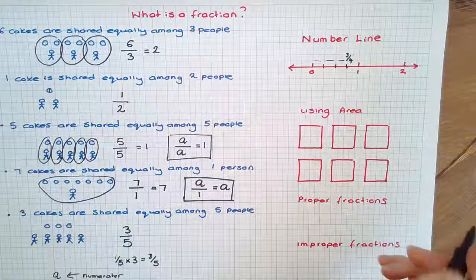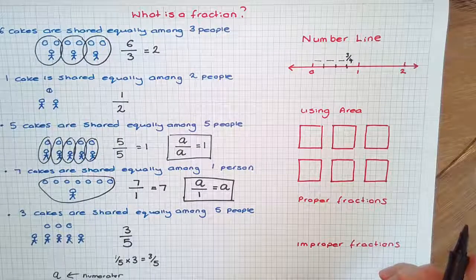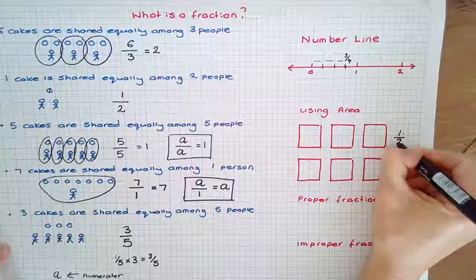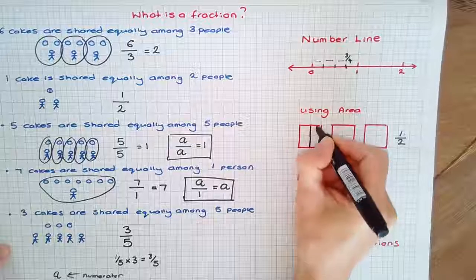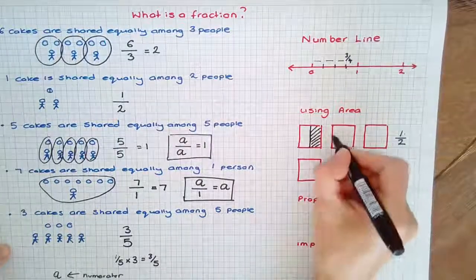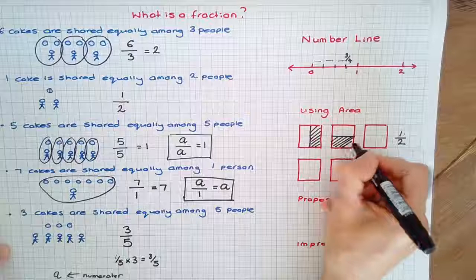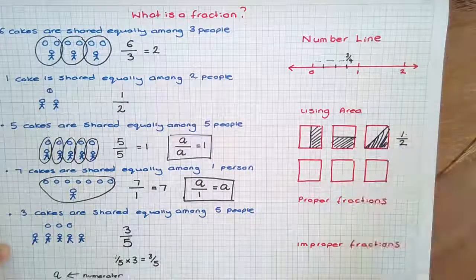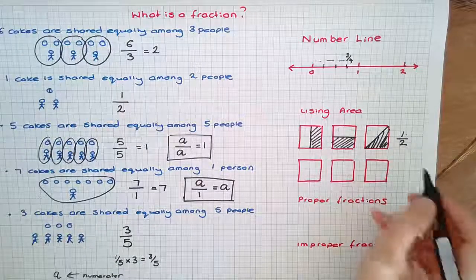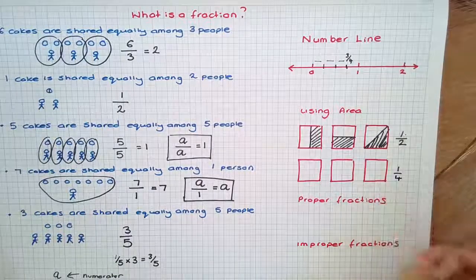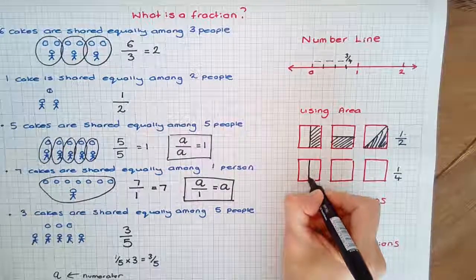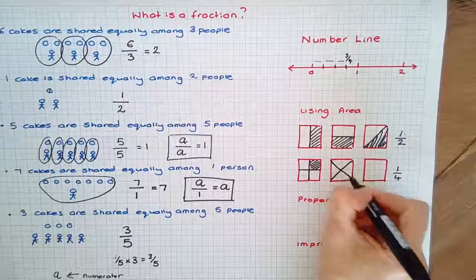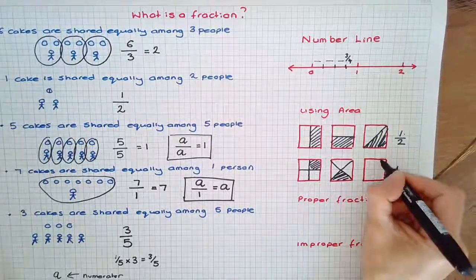We can also represent fractions by shading parts of a square that has been divided into equal parts. Let's represent 1/2. Well, we could represent 1/2 in multiple different ways. And there's lots of other endless ways to shade 1/2 of the square. Let's do the same for 1/4. We could represent 1/4 shaded in different ways.